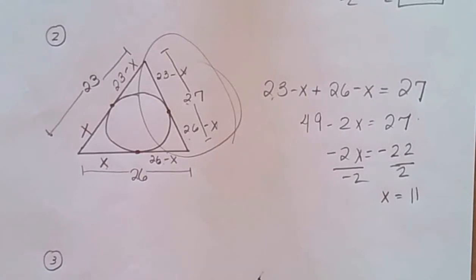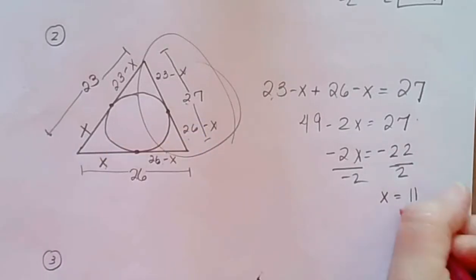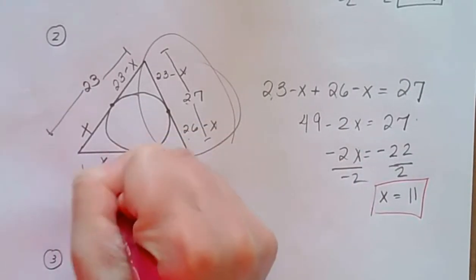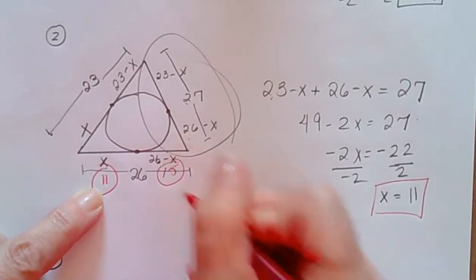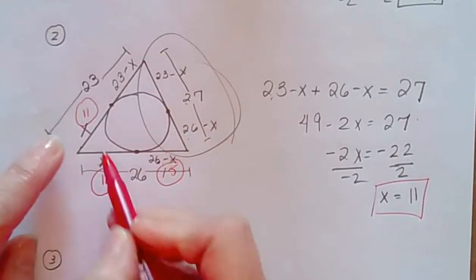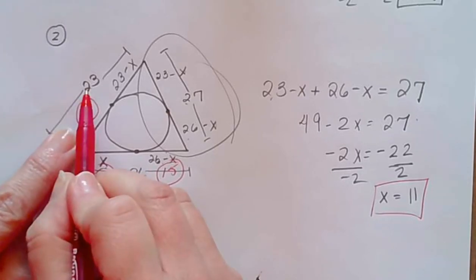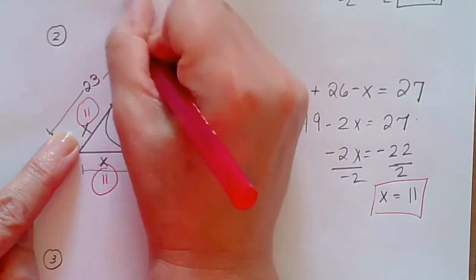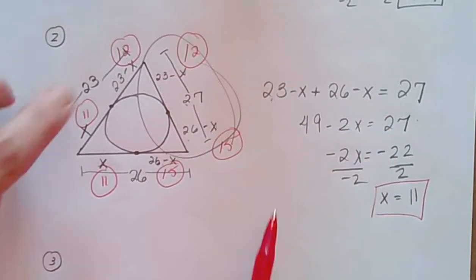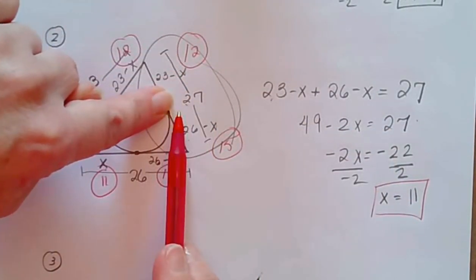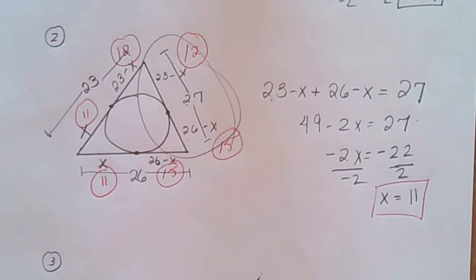Coming back over here, x is 11. If x equals 11, then I can say that's 11. Then this piece right here would be 15. Well, this is 11, and 11 from 23, that would be 12. So this piece has to be 12, this piece has to be 15, and 12 plus 15 is equal to 27. So we can check our answers for all of these.